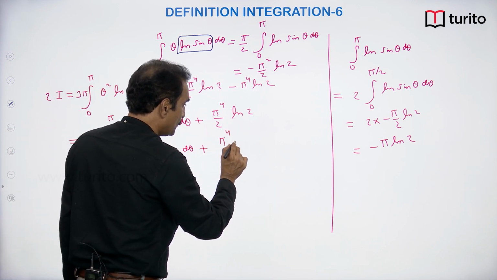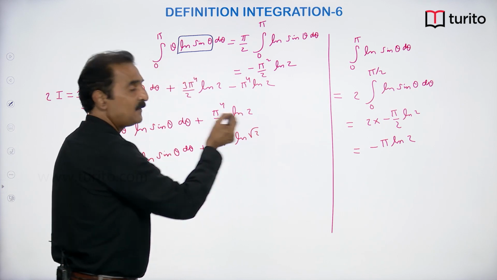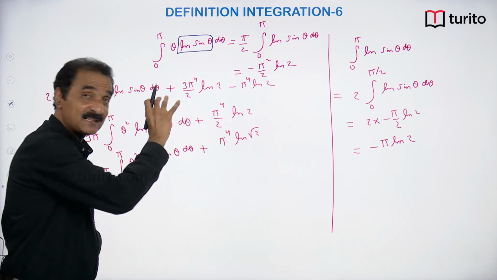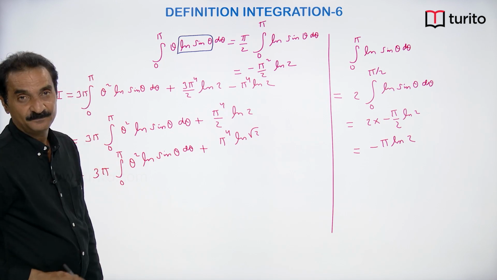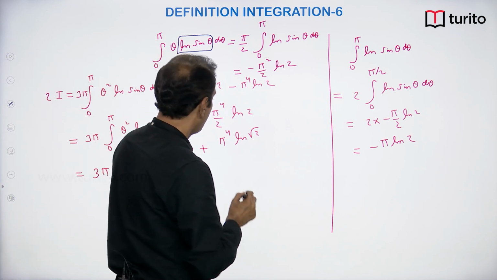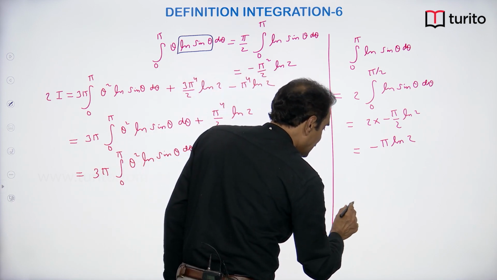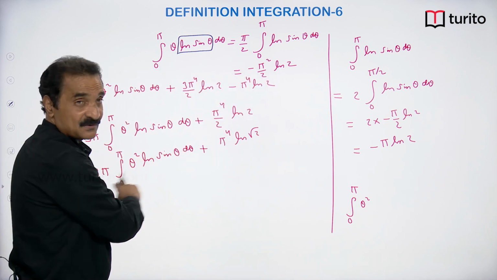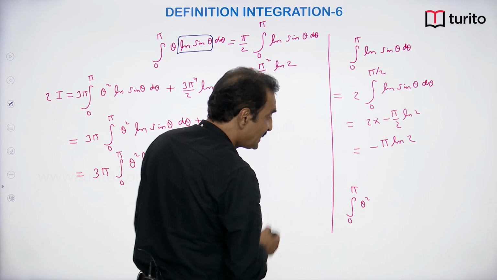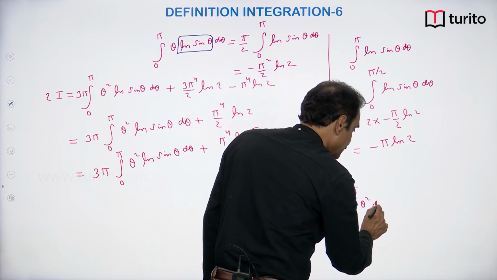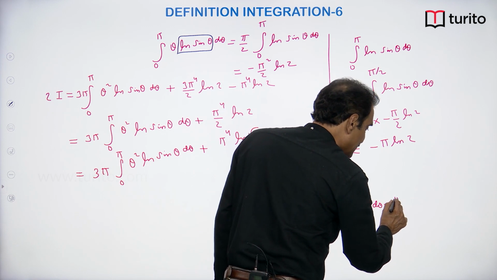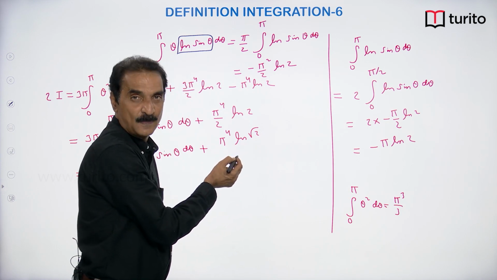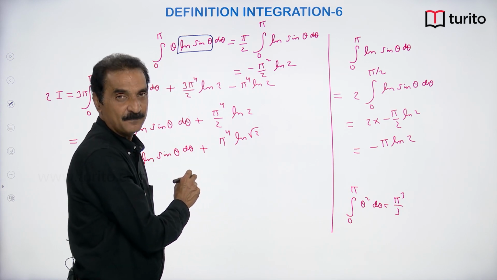Pi power 4 into ln root 2, can't we write it as half ln 2? But if you want to combine with this, we should be able to write this as a definite integral between limit 0 and pi. Integral 0 to pi, and we also want theta square to be common. What is integral 0 to pi theta square? It is theta cube by 3, then substituting the limits, you will get pi cube by 3. So, I will separate pi cube, divide by 3 and multiply by 3.